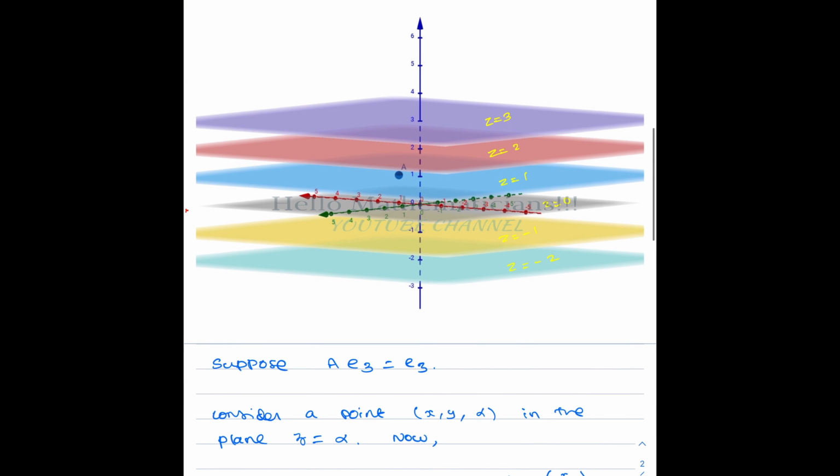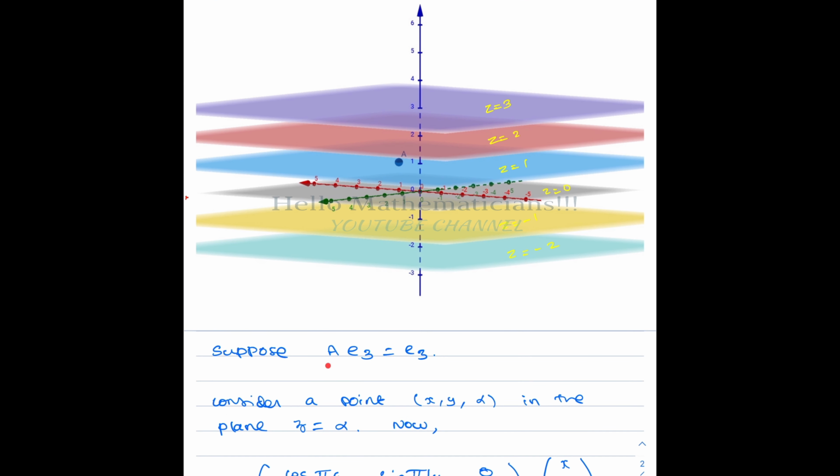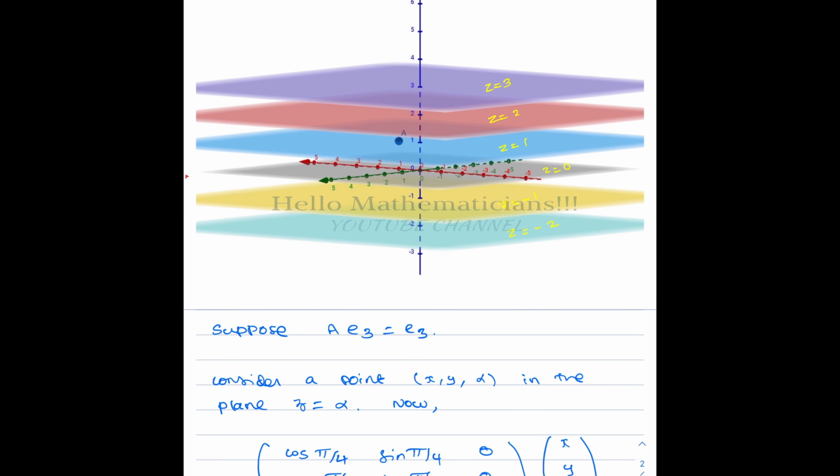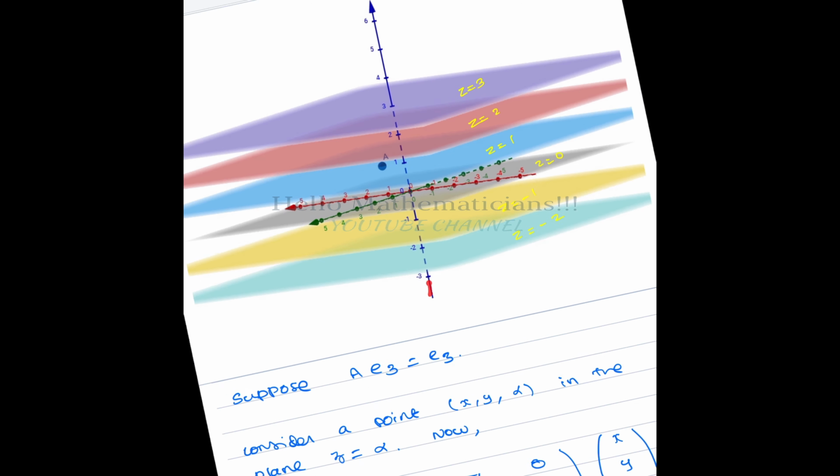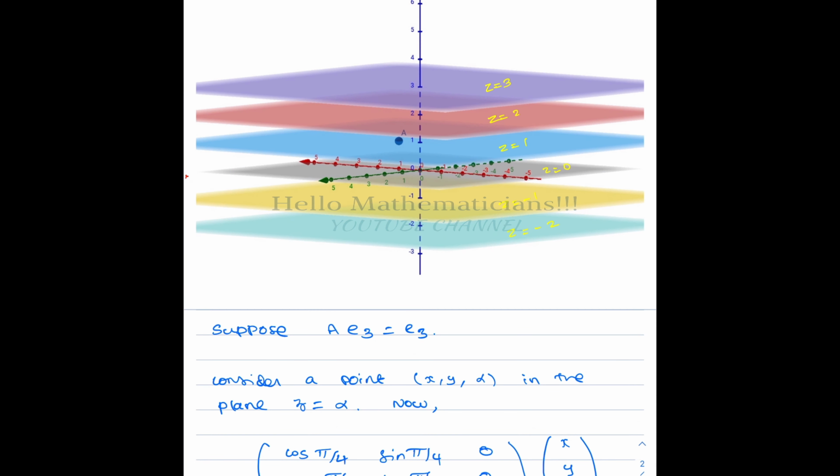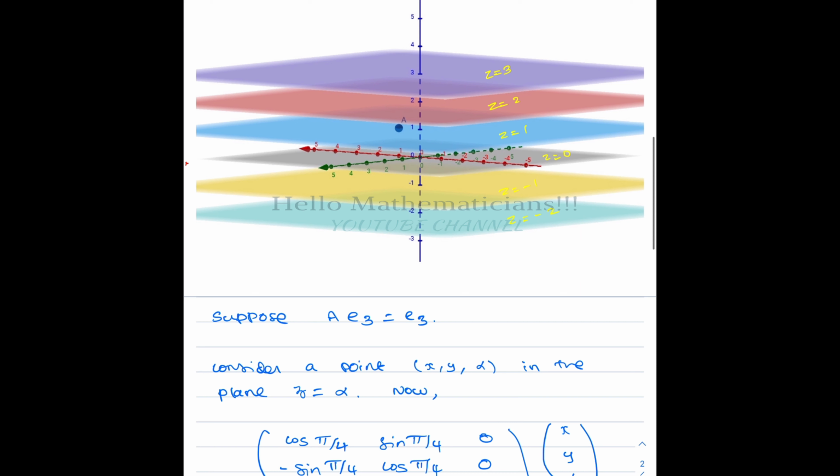Now we assume that A of E3 equals E3. A of E3 equals E3 means this point, (0, 0, 1), is fixed by the matrix A. Once it is fixed by the matrix, then we know that the full z-axis is fixed by our matrix A. Now we look at these planes.